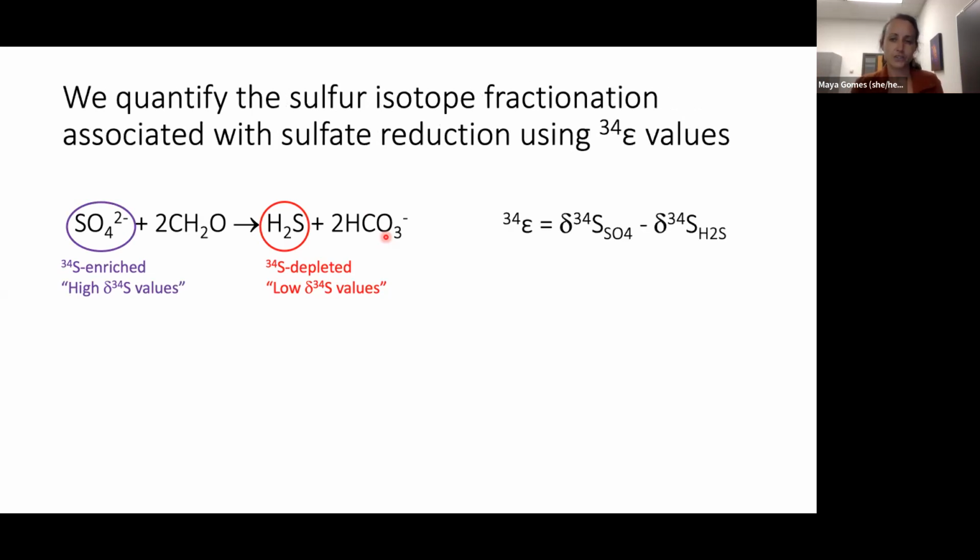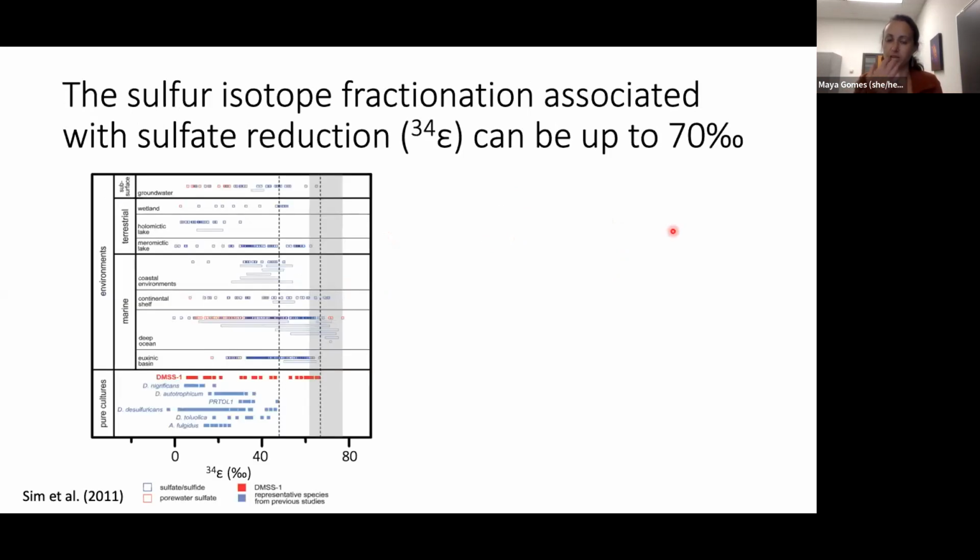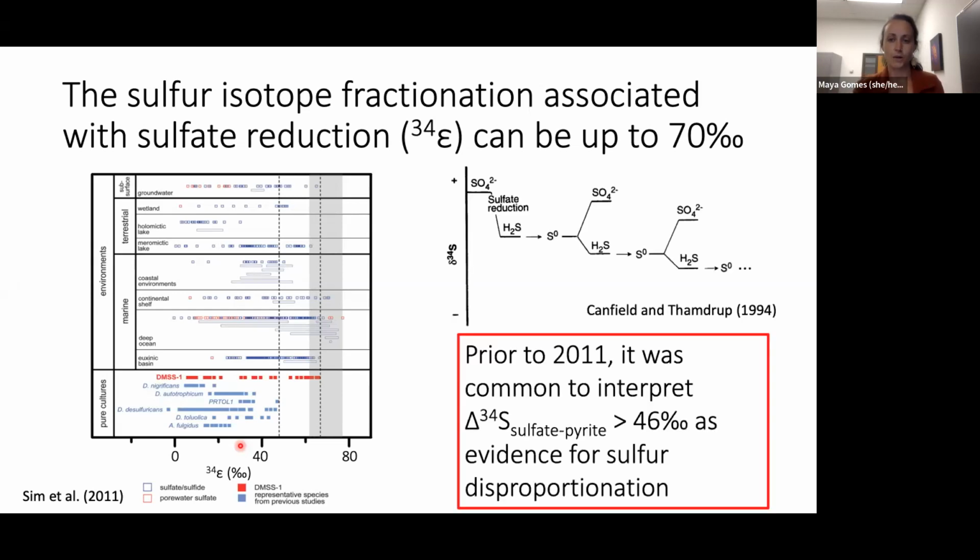So we can quantify the sulfur isotope fractionation associated with sulfate reduction using this epsilon value, which is just the sulfur isotope difference between sulfate and sulfide. And this value can be up to 70 per mil. I have this plot from Sim et al., because this is a really important paper in sulfur isotope geochemistry, because this really represented a change in the way that we interpreted sulfur isotopes. Prior to the publication of this paper, the maximum sulfur isotope fractionation associated with sulfate reduction that was reported from lab studies was 46 per mil. And so it was thought that in order to get sulfur isotope values higher than 46 per mil, you had to invoke additional processes. And so this is a schematic to show you what those processes were.